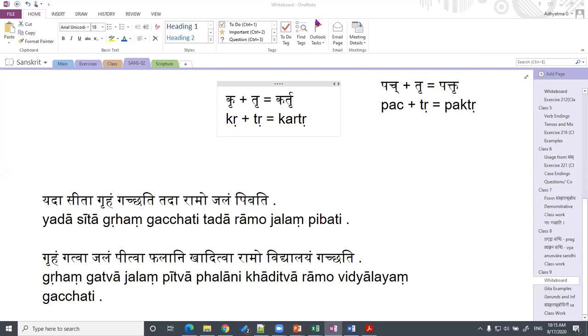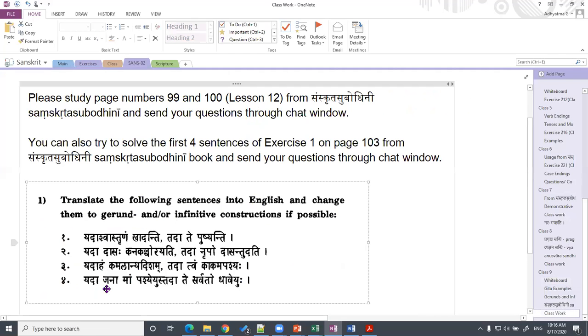So there is a question here. Jana mam pashaitva te dhave. So again we go to the classwork here. Jana mam pashyayuhu tada te sarvato dhave. So jana and te, they refer to the same subject. Jana means people, and te is also referring to the same people, same subject. So you don't have to use it twice.